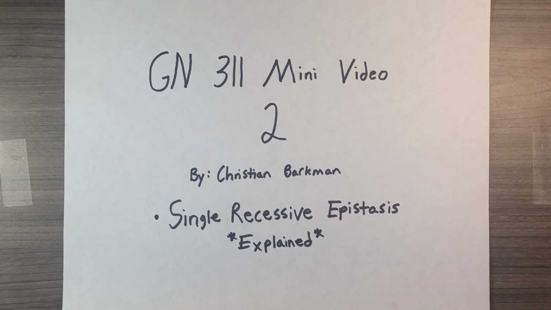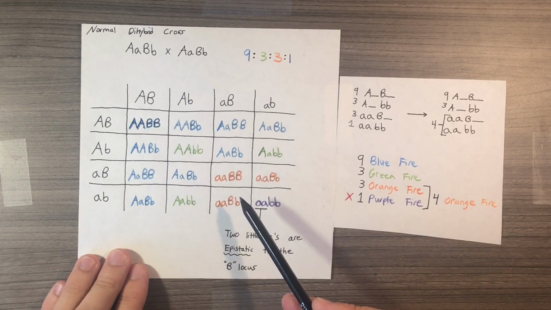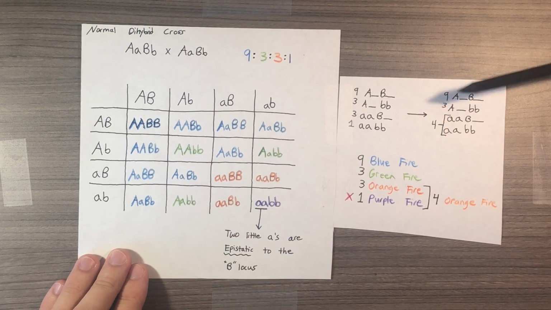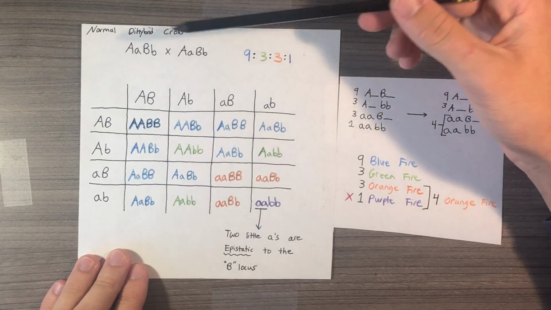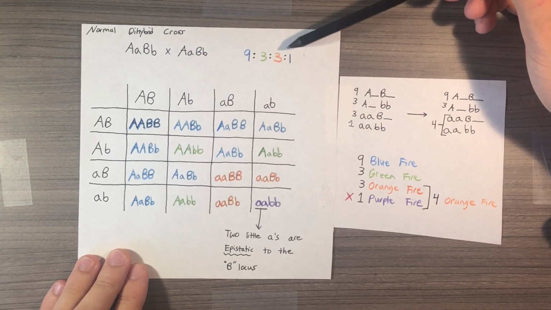We will look first at a normal dihybrid cross so we can get an understanding of what would happen with no epistasis. This Punnett square shows the genotypes of the offspring and the color of fire the produced dragons will be able to breathe. Between a cross of these two heterozygous dragons, the resulting offspring would have a phenotypic ratio of 9 to 3 to 3 to 1.